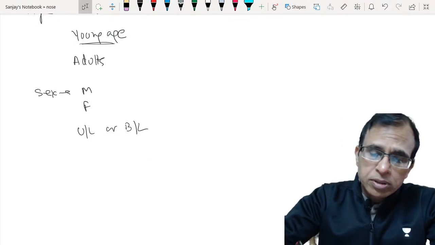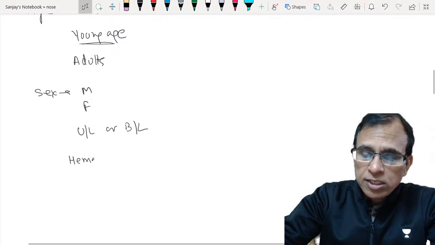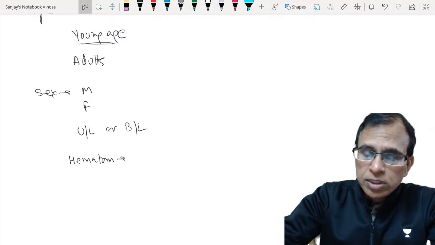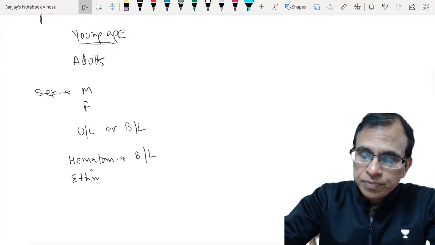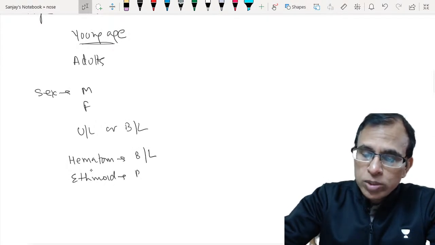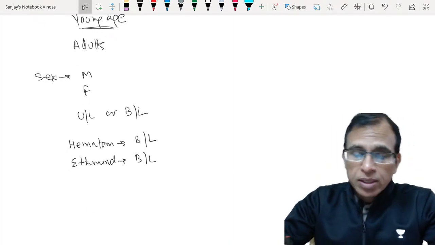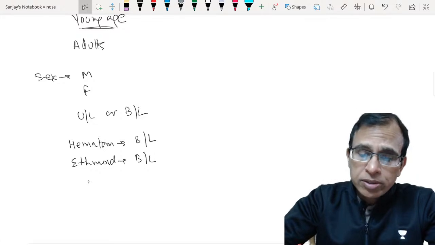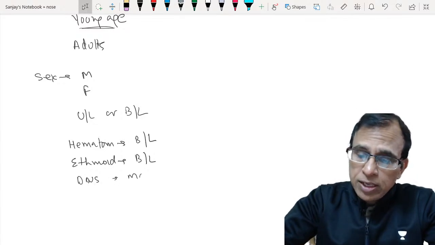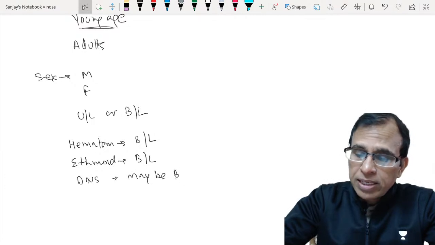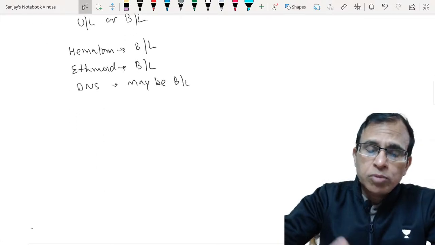See, this is important because, let's say, hematoma in a child is always bilateral, right? Ethmoidal polyps are always bilateral. So there are some diseases which are already bilateral, and most of the diseases could be unilateral. DNS could be, not always, maybe bilateral, but most of the conditions cause unilateral blockade.